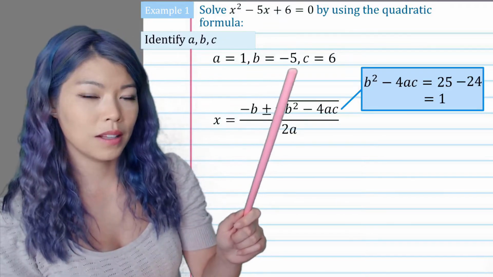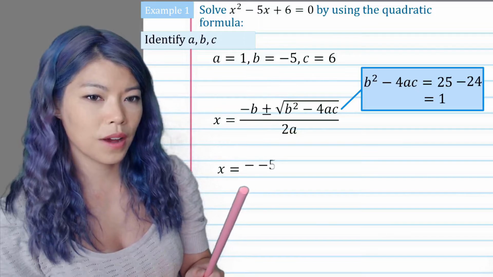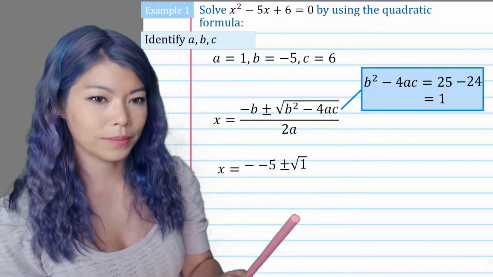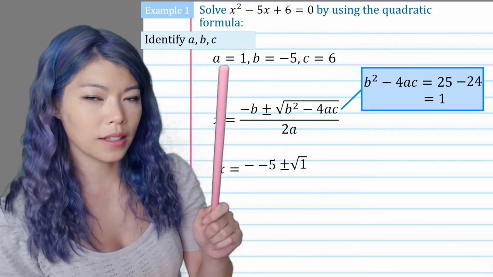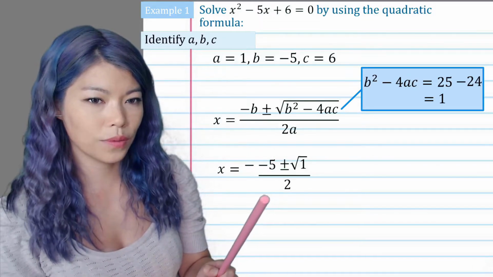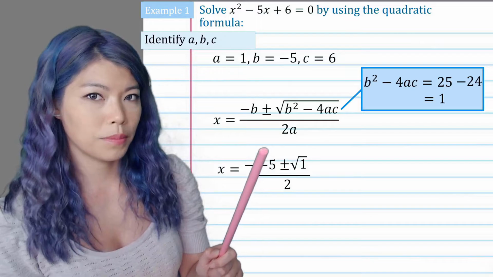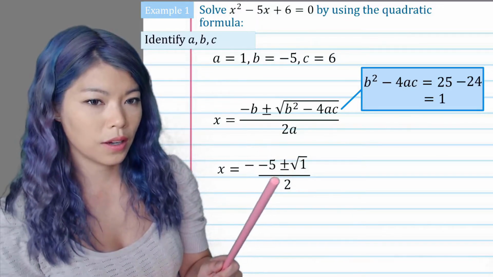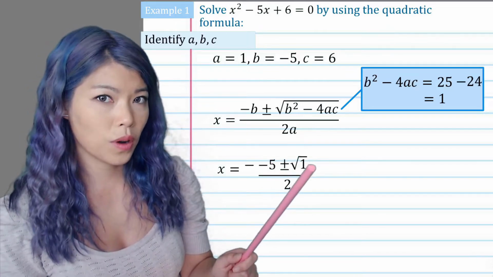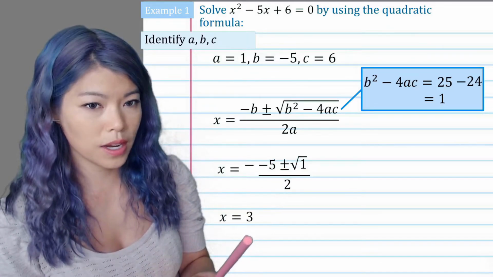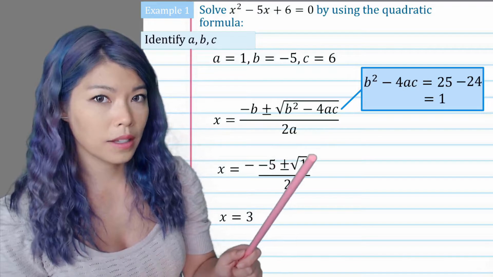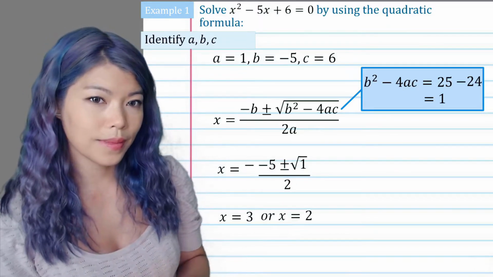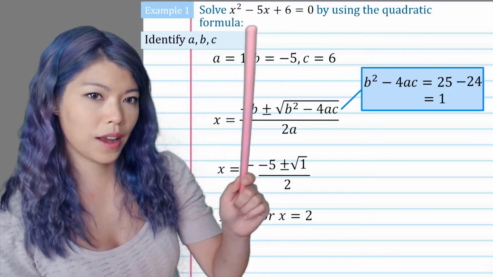Minus b is minus 5, so minus minus 5, plus or minus square root of, we worked it out, 1, over 2a, a is 1, so it's just 2. Minus minus 5 is plus 5, plus or minus 1 over 2. So 5 plus 1 is 6 divided by 2 is 3, or 5 minus 1 is 4 divided by 2 is 2. So we've solved it without factorizing.